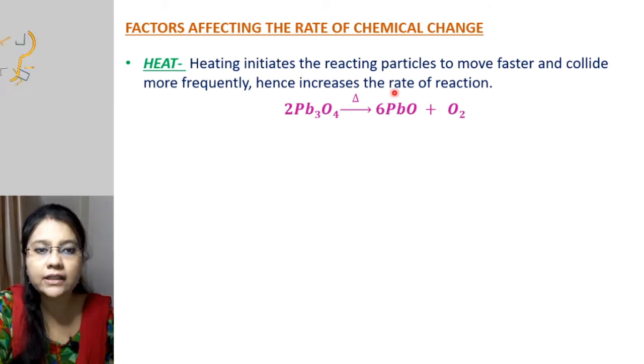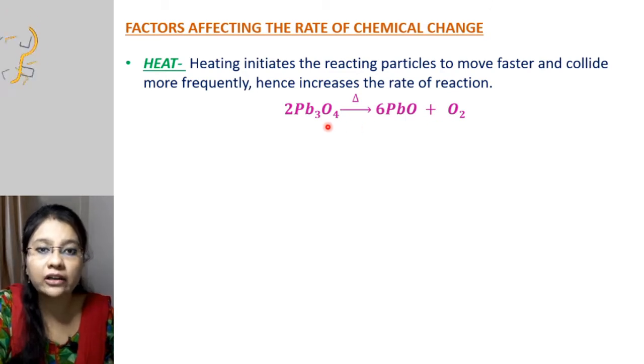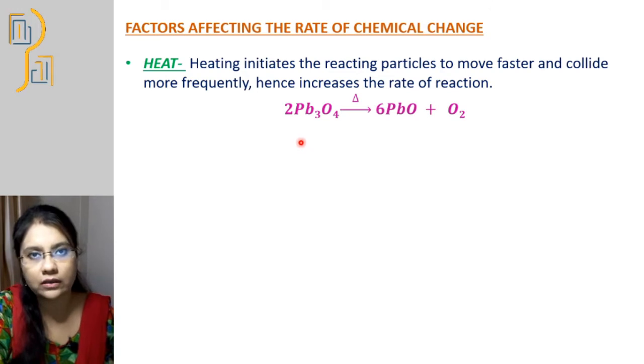Heating initiates the reacting particles to move faster and collide more frequently, hence it increases the rate of reaction. So when Pb3O4 is in the presence of heat, it changes to PbO and O2. It is basically the number of collisions between the reactant molecules that increases, and hence the rate of reaction increases.